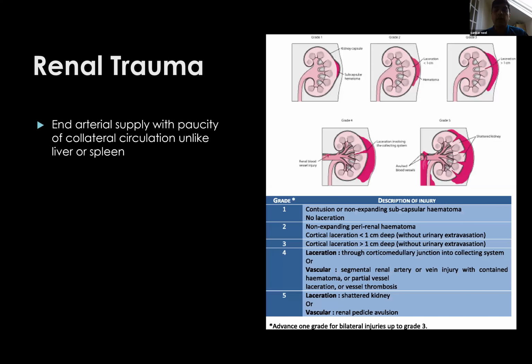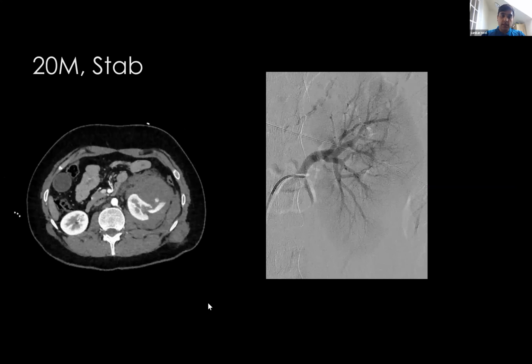Right? Now, the third solid organ, renal trauma, again, the same thing: grades 4 and 5 massive injuries need to be dealt with surgically or IR. And the proximal 3 grades you can conservatively manage. This was a patient that had a stab, a 20-year-old male.